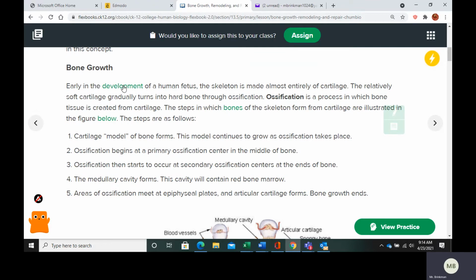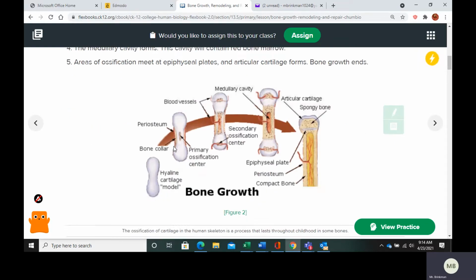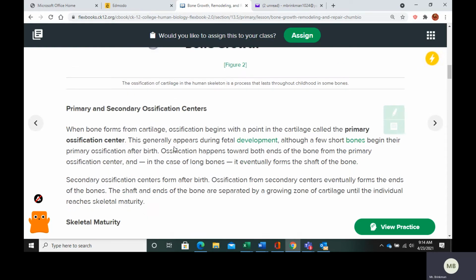When you first start developing as a fetus, the skeleton is going to be made mostly of cartilage. Eventually, this cartilage is going to turn into hard bone through a process called ossification. So ossification is a process where bone tissue is created from cartilage. The steps are illustrated down here. I'm not going to get too much into that. You can look at that on your own.